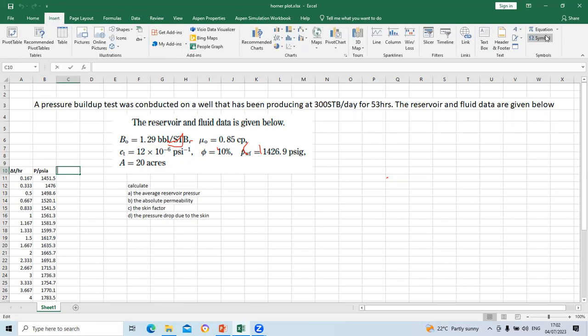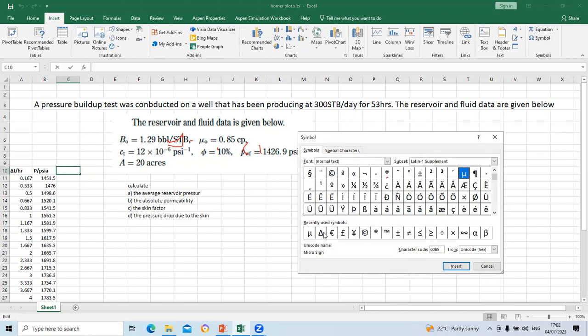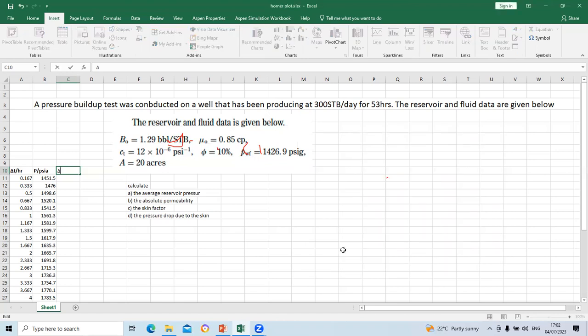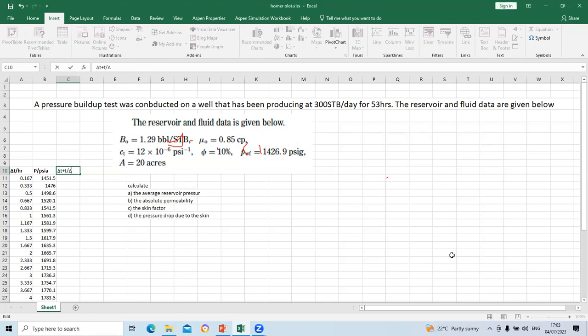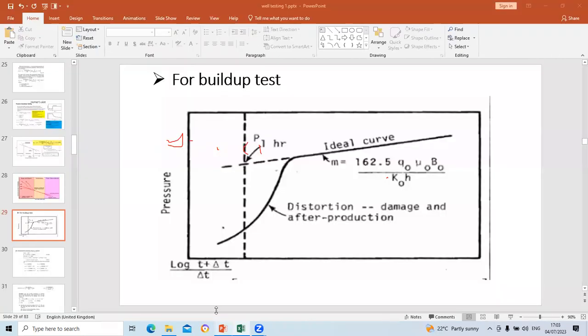let's insert the change in time, change in T, plus our production time, which we'll just call T, divided by the change in T. That's our Horner's time that we want to calculate. If you look at what we have here, that's the Horner's time: production time plus our shut-in time divided by the shut-in time.